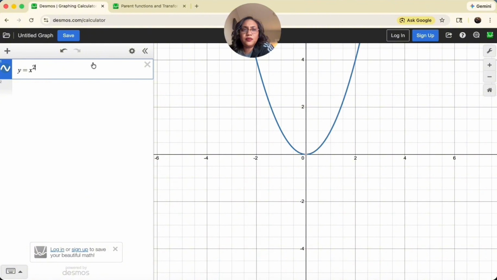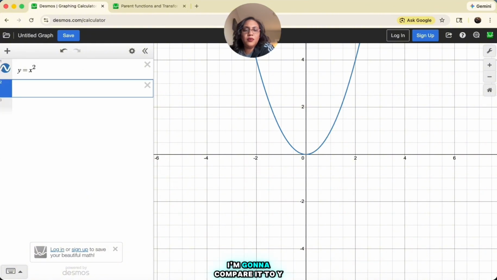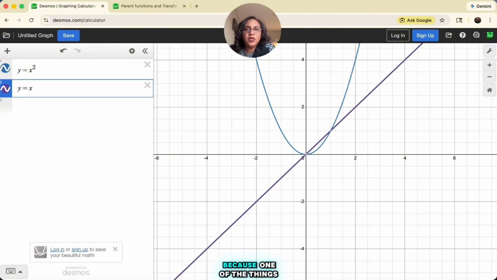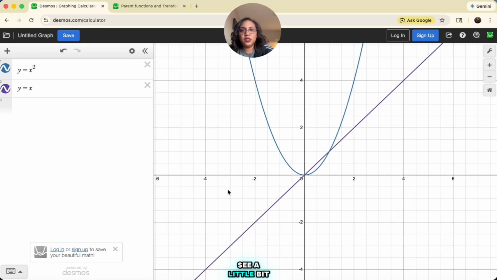Actually, I'm going to compare it to y equals x, because one of the things that I find students don't connect is the difference between the two. That is important. The purple function, y equals x, is a straight line. The blue function, y equals x squared, is not a straight line. It is a curve, okay? I'm going to move it down just so you can see a little bit.